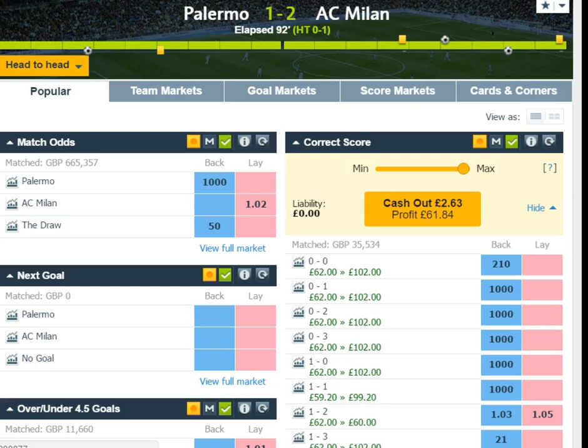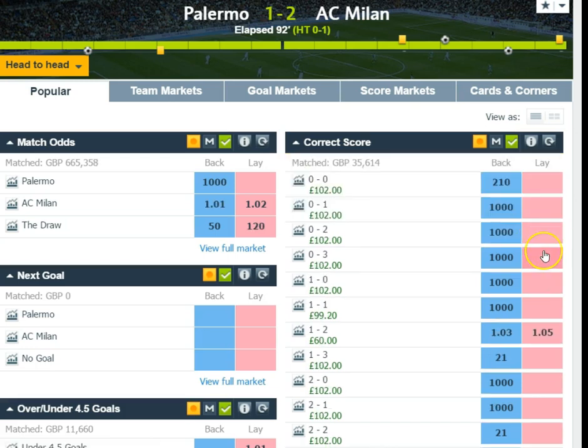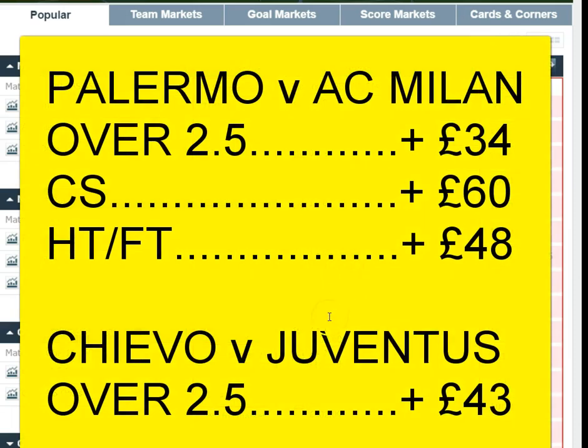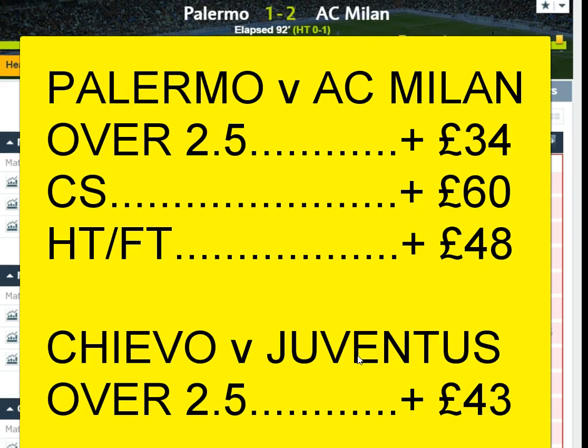Then you can see our final results. In the Palermo game, £34 on over 2.5, £60 on the correct score, and £48 on the half-time full-time, plus the £43 on the Chievo-Juventus.